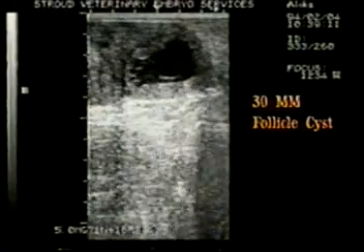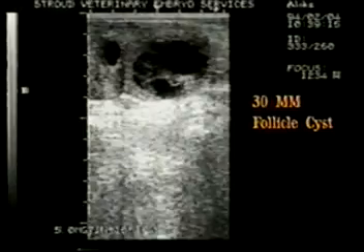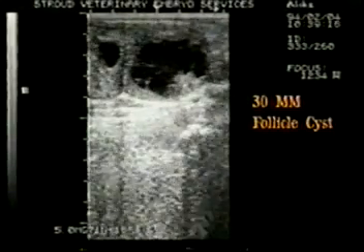This follicular cyst is beginning to luteinize on its perimeter. Notice the echogenic structures inside the fluid portion of the cyst.